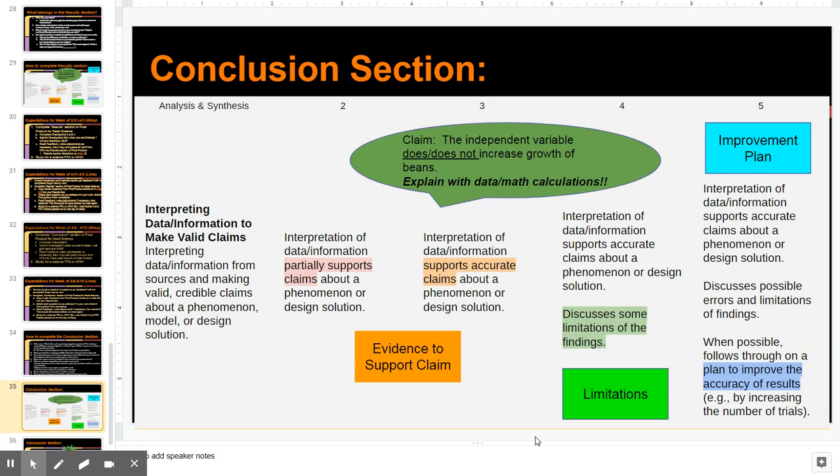3. To get to a 4, you have to discuss limitations. And we talked about it in the previous video. What went wrong? How is this going to affect your data? How is it that it limits your findings? And to get to a 5, mention how you can improve in the future. If you actually say, this is what went wrong, this is how you can fix it, you score a 5. And so that is interpreting data.